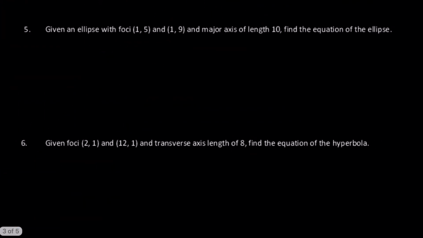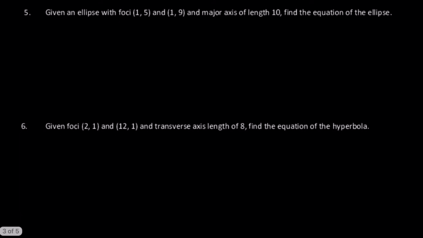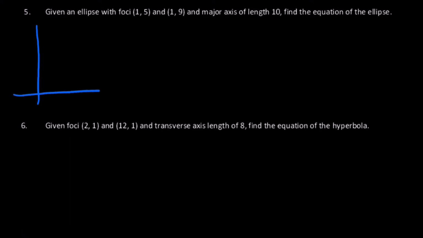Okay, now we get to some challenging questions here. I want to write the equation of an ellipse given the foci are (1, 5) and (1, 9), and has a major axis of length 10. So the first thing I'm going to do is make a quick sketch. 1, 5: 1, 2, 3, 4, 5. That is a focus. And (1, 9): 6, 7, 8, 9. There's another focus.